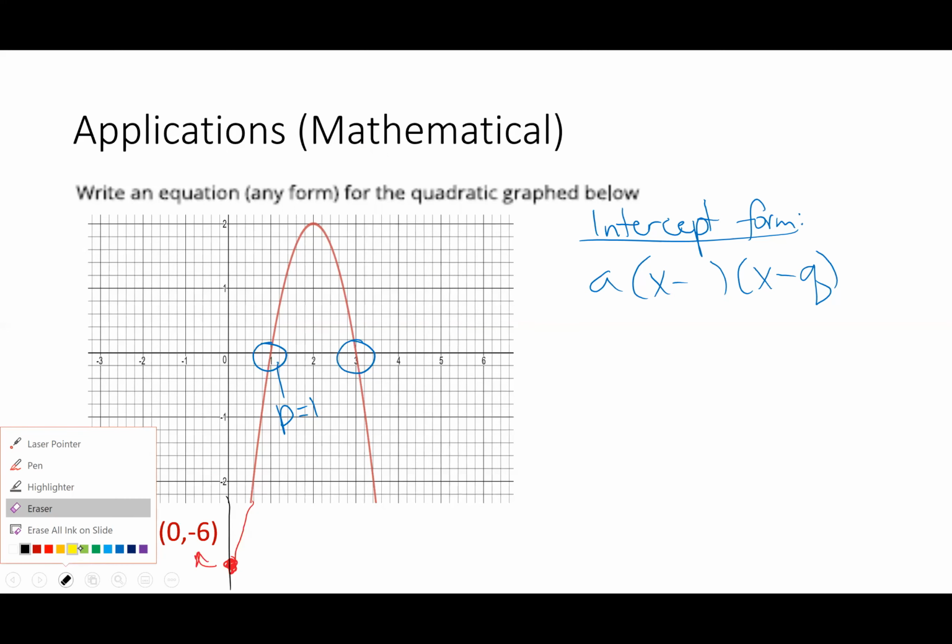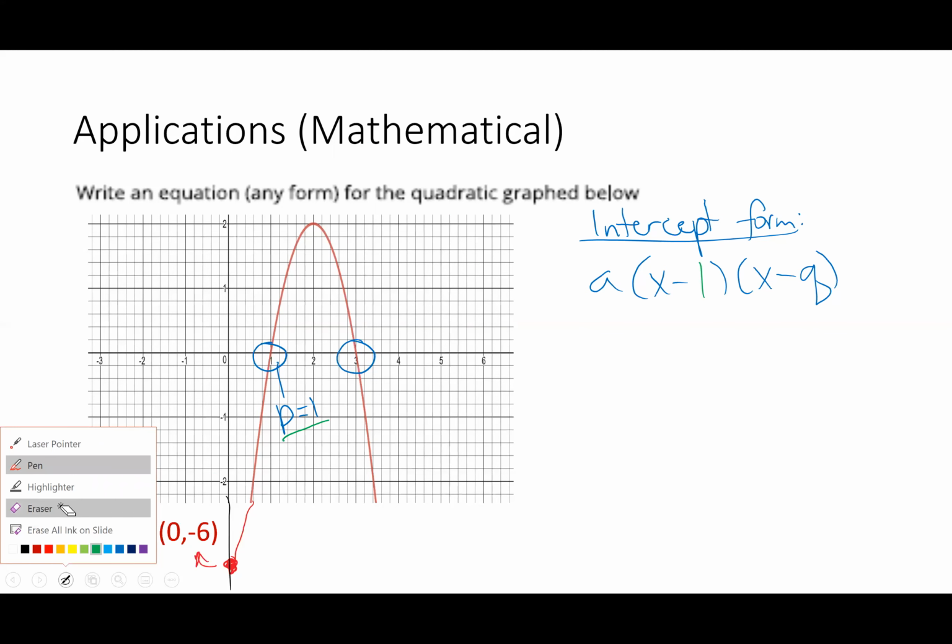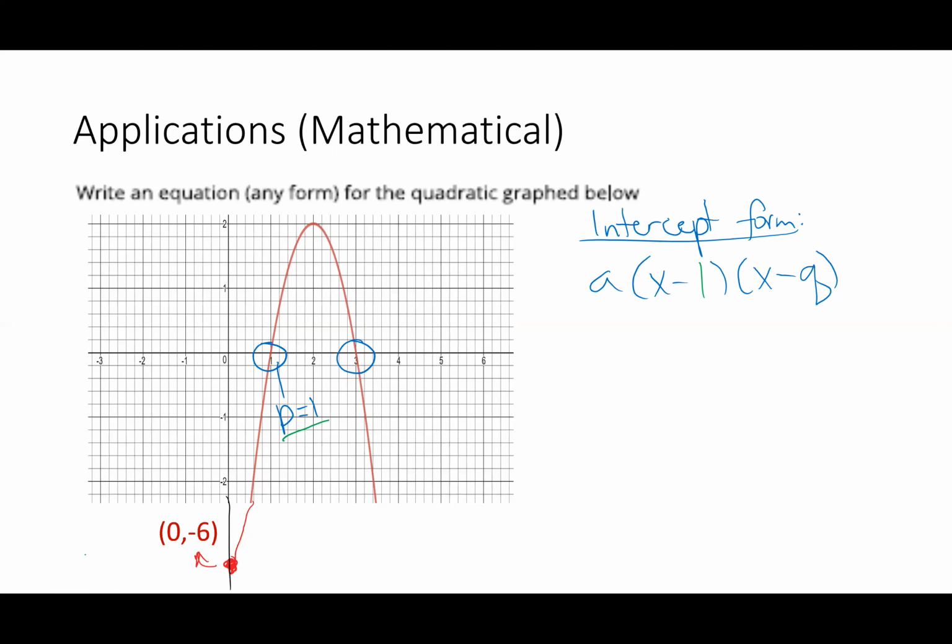Let me do this in a different color. So p is equal to 1. Boom, there's our 1. And then we've got q is equal to 3. All right, cool. So now we've got our 3.